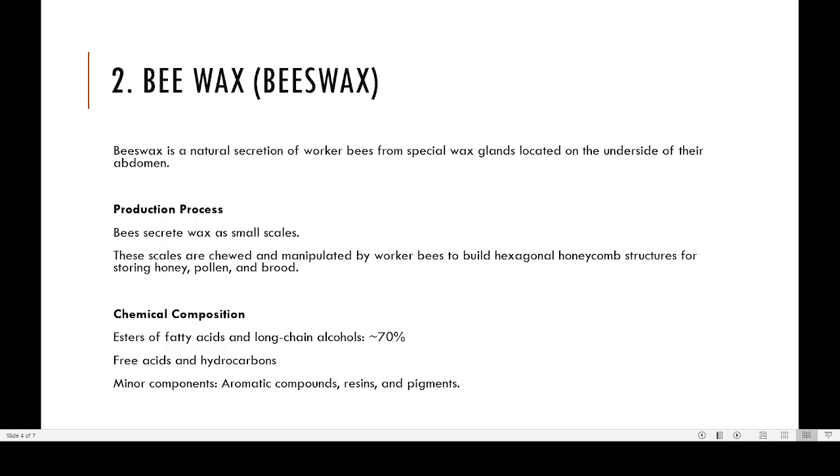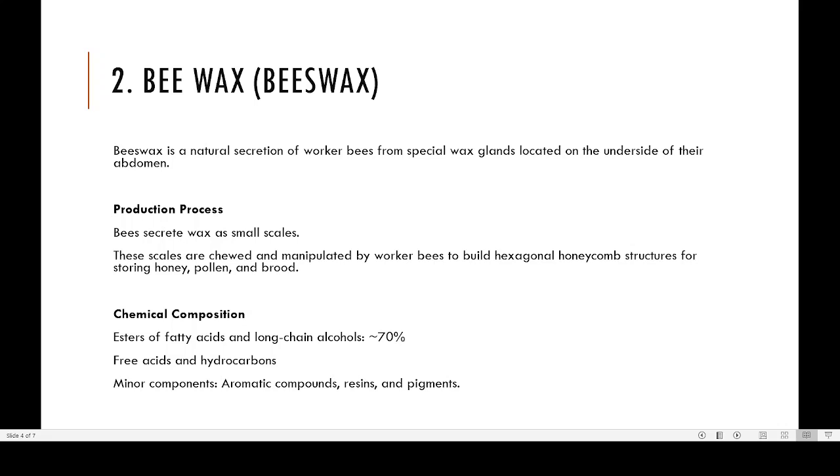So beeswax is a natural secretion of worker bees from special wax glands located on the underside of their abdomen. You can see that. These wax glands will be producing this wax, and using this wax, the honeybees are building their colony, their home, which we call the honeycomb. Then how does the production process go on?